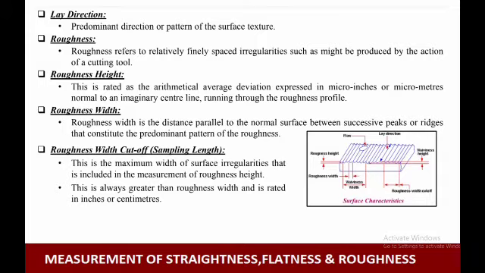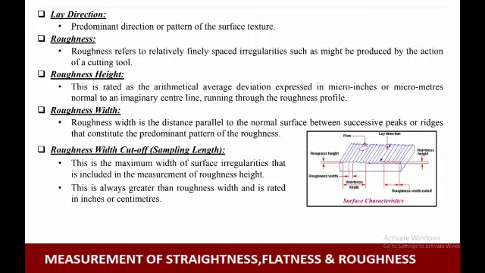Roughness. Roughness refers to the relatively finely spaced irregularities such as might be produced by the action of the cutting tool or the marks of the cutting tool. Roughness height. This is rated as the arithmetic average deviation expressed in micro-inch or micrometers normal to the imaginary center line running through the roughness profile. Roughness width. Roughness width is the distance parallel to the nominal surface between the successive peaks or ridges that constitute the predominant pattern of the roughness.